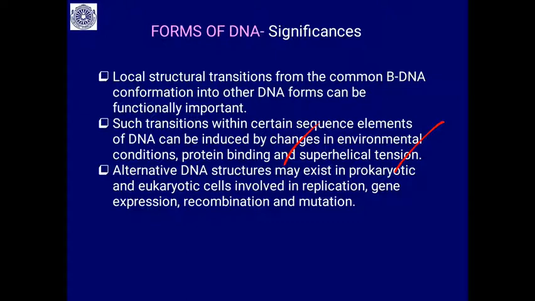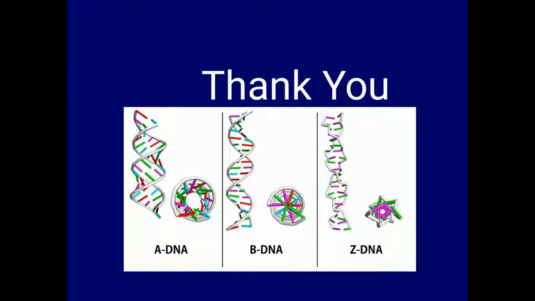Alternative DNA structures may exist in prokaryotic and eukaryotic cells. All these forms you will find even in prokaryotic and eukaryotic cells. They are involved in the replication process. You can see this A form induces replication. Likewise they may induce gene expression, recombination, and also mutations. So the Watson and Crick model that you have studied is for the B form. DNA exists in other forms also, A, Z, D and other forms. Thank you.